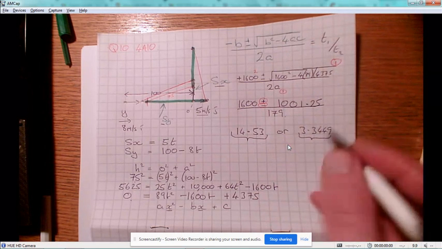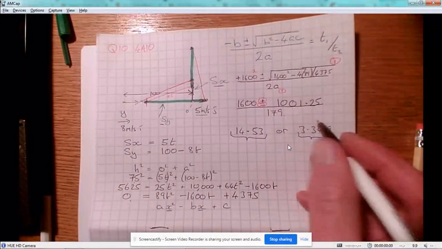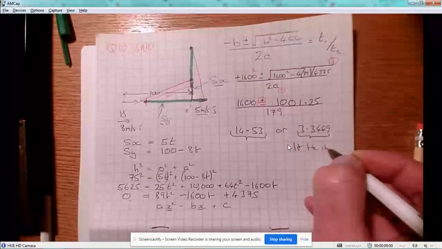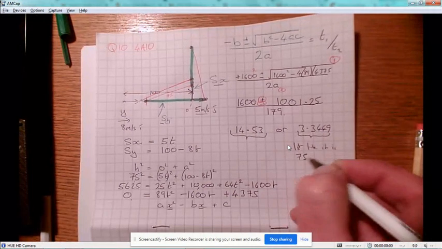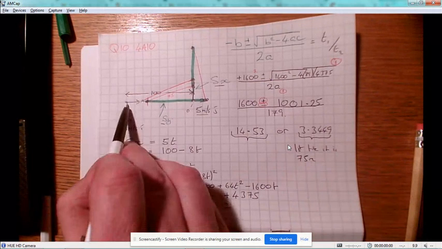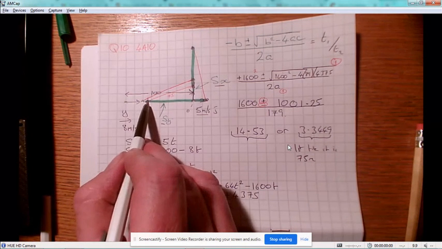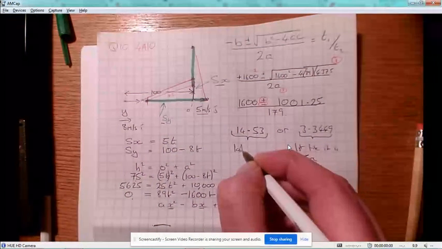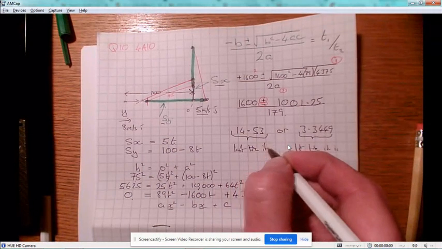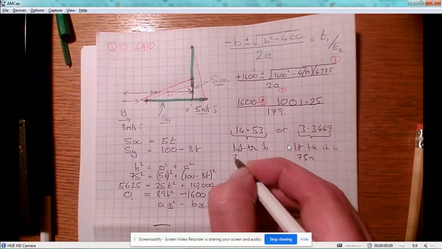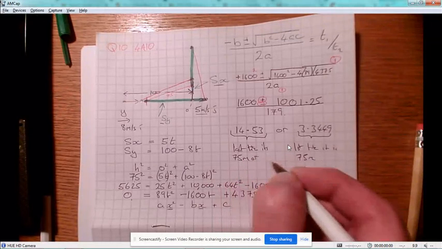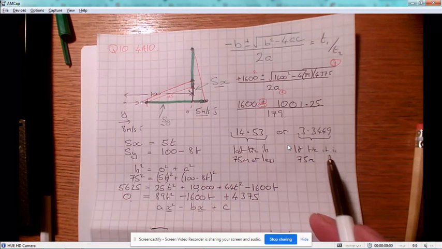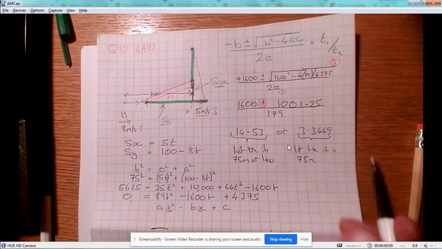So come back to the significance of these points. This is the first time it is 75 meters. It was greater than 75 meters, it hits 75 meters, and it must be less than, and then comes back out. This is the last time it's 75 meters or less. And so the question was, calculate the time interval.